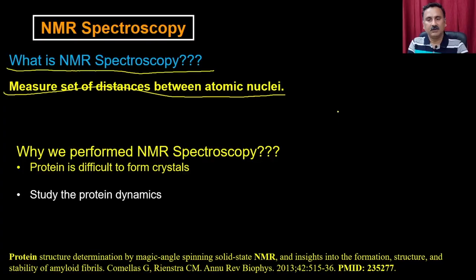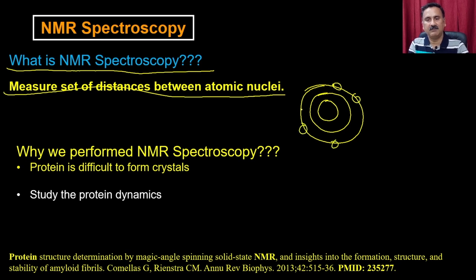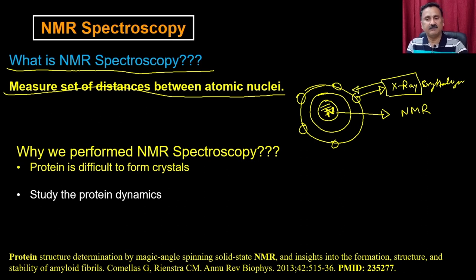If you look at the atom, you have the electrons on the periphery, and in the center you have the nucleus. If you are going to study the nucleus, then it is called NMR spectroscopy. If you are going to study the electrons, then you use X-ray crystallography, because X-rays have a wavelength that is going to hit the electrons, whereas in NMR you are going to study the nucleus.